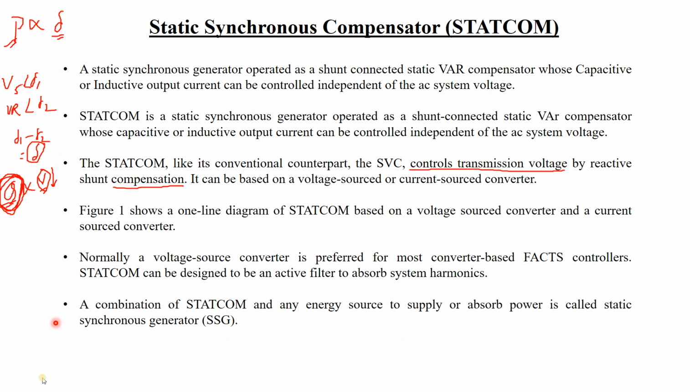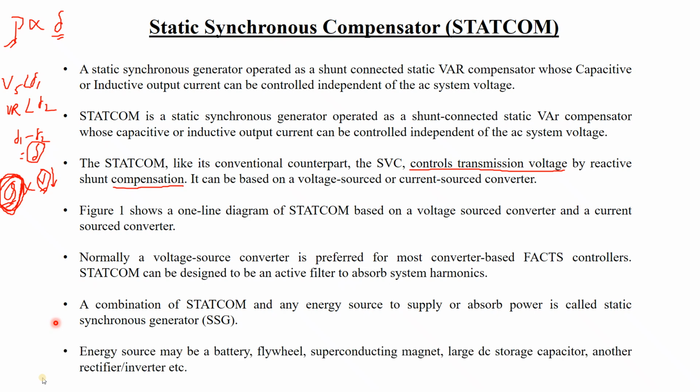Now a combination of STATCOM and any energy source to supply or absorb power is called the static synchronous generator. So the static synchronous generator is a combination of STATCOM and any energy source. We supply active power also, because a typical STATCOM only generates or absorbs reactive power. But if you want to generate active power, then you have to combine it with some energy source.